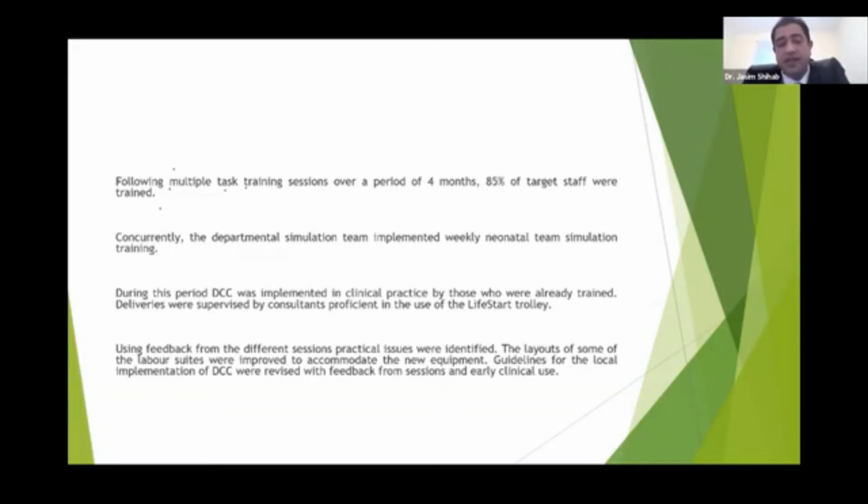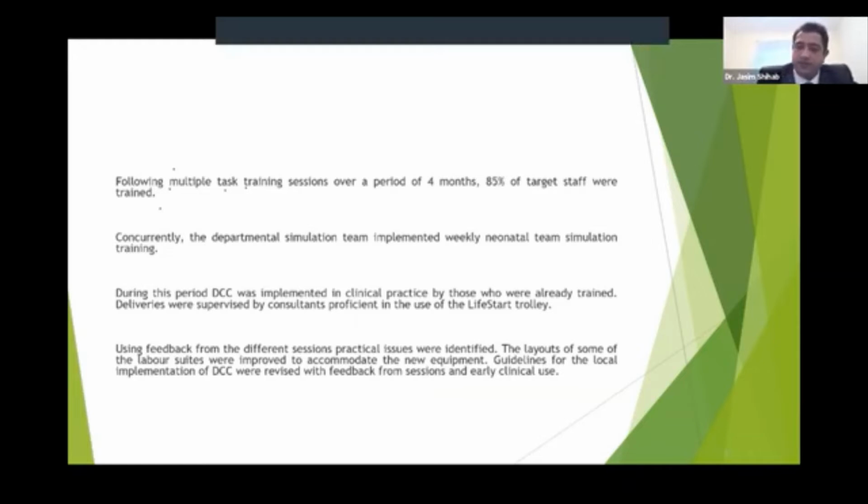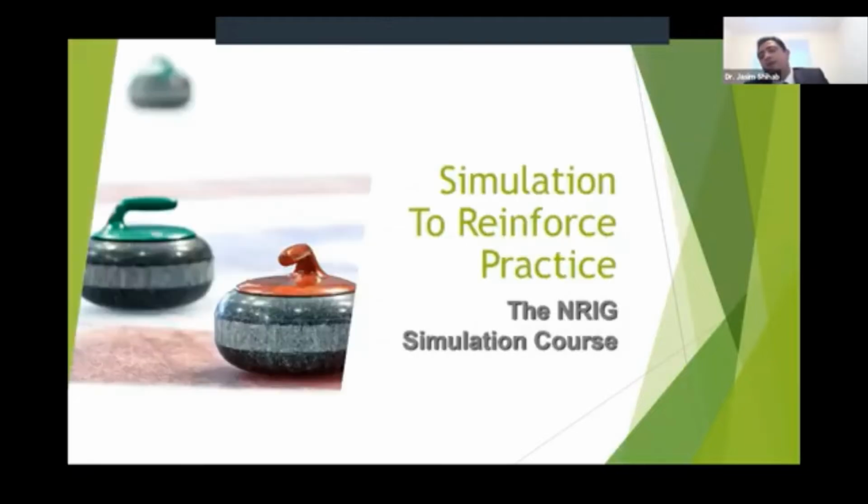We fine-tuned the guidelines, and from late 2018, we have been doing DCC, and things have been going without a hitch till COVID hit. But even now, we're practicing DCC in all babies. So that is DCC and how we implement DCC. The next bit is how we use simulation to reinforce practice.